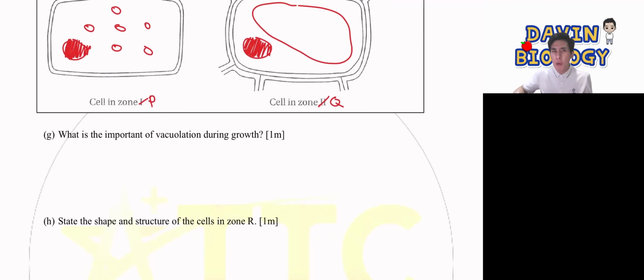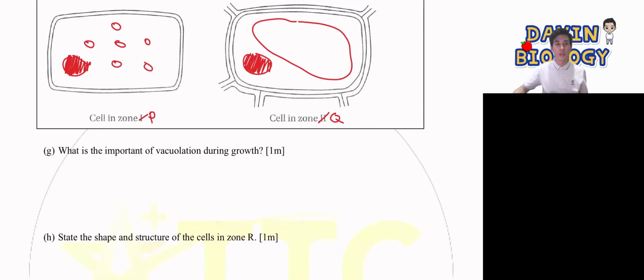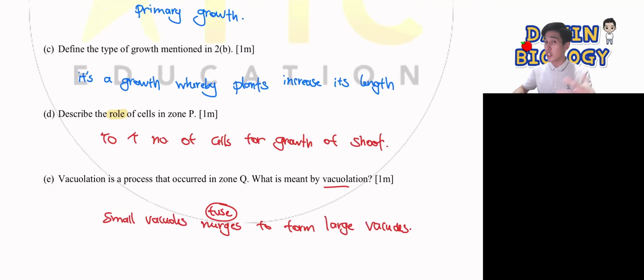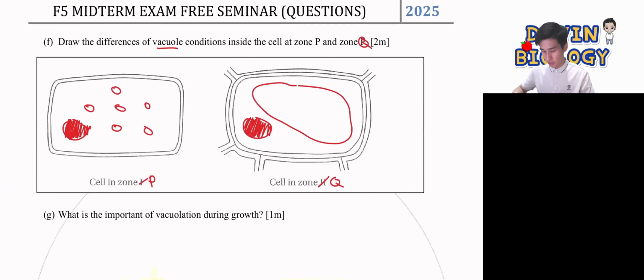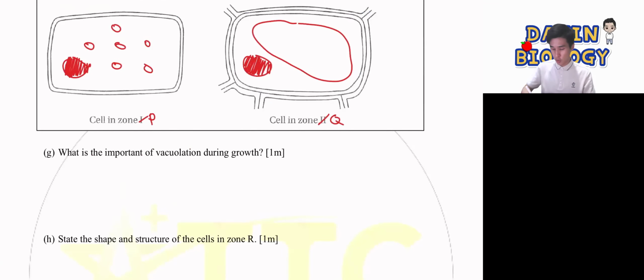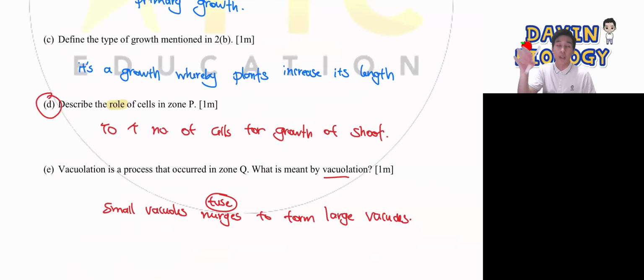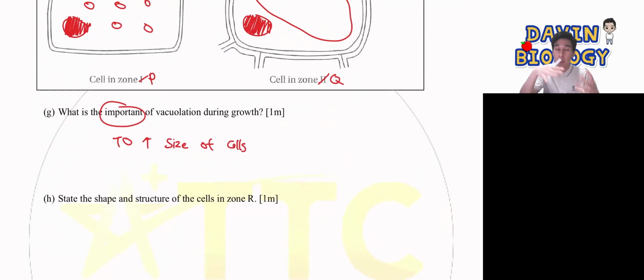And then, what is the importance of elongation during growth? Cell division is to increase the number of cells for growth, right? Elongation is to increase the size of cells. So this is the exact same question as this, just that this is asking for cell division. So cell division is for growth, elongation is for increasing size. Why do they need to divide more cells, or why do they want to elongate and increase the size?